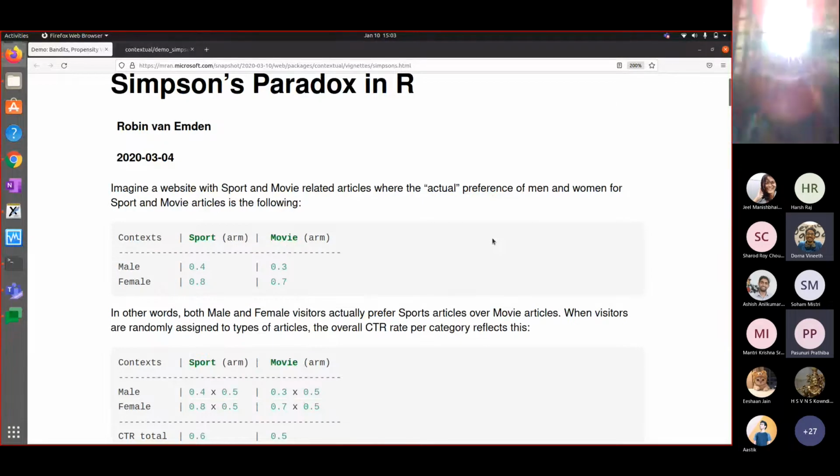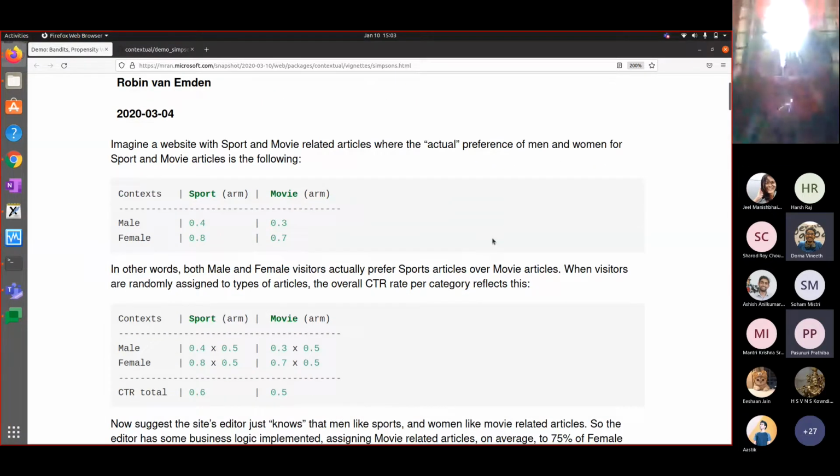So let's say you have a website which has sport and movie related articles. Now it turns out that men may prefer certain kinds of articles, and women may prefer certain kinds of articles.